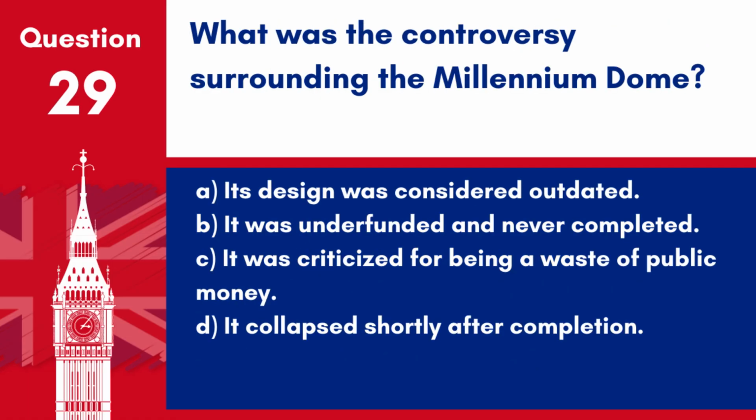Question 29. What was the controversy surrounding the Millennium Dome? A. Its design was considered outdated. B. It was underfunded and never completed. C. It was criticized for being a waste of public money. D. It collapsed shortly after completion.